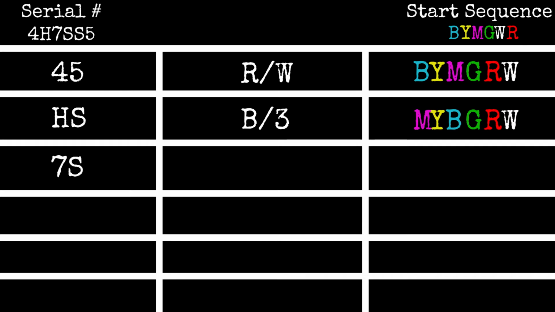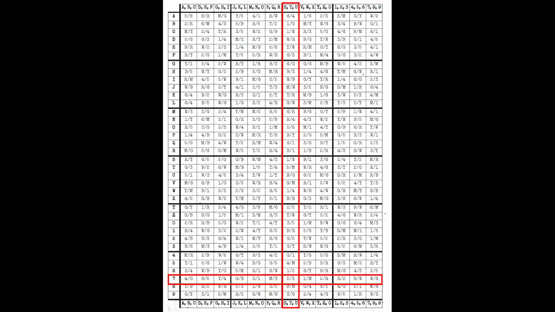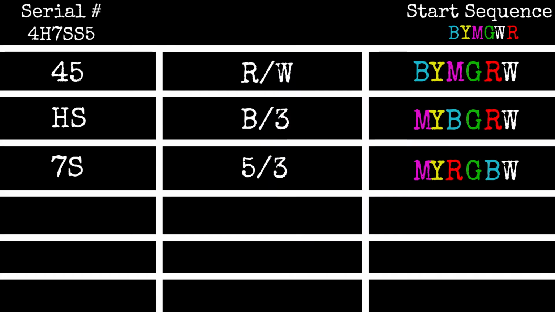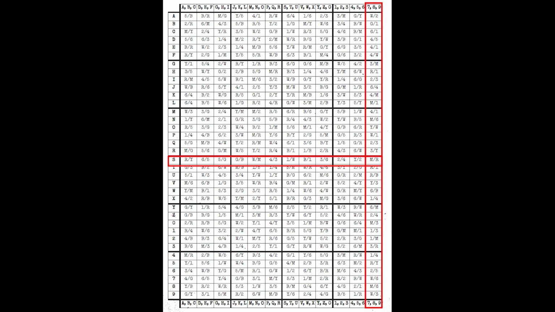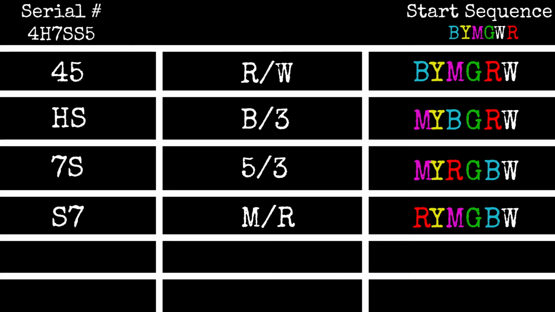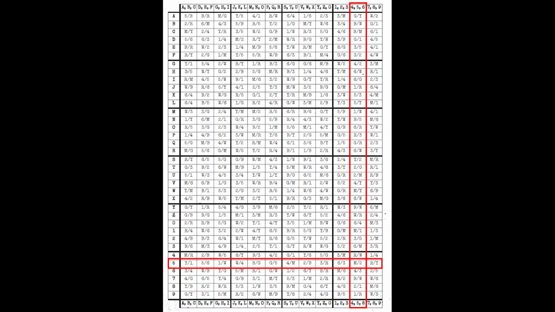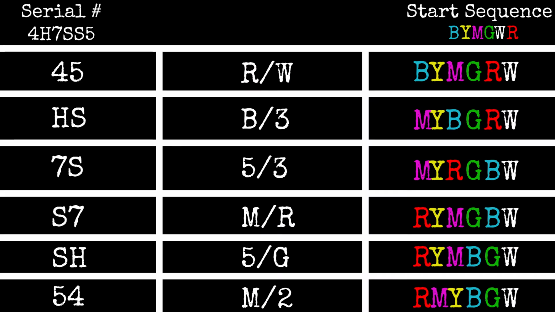Now we have 7 and S. We get 5/3, meaning to switch the colors that are in the third and fifth positions. This makes our cycle magenta, yellow, red, green, blue, white. S/7 gives us M/R. Our cycle is now red, yellow, magenta, green, blue, white. S and H give us 5/G, which makes our cycle red, yellow, magenta, blue, green, white. 5 and 4 gives us M/2, which gives us our final cycle of red, magenta, yellow, blue, green, white.